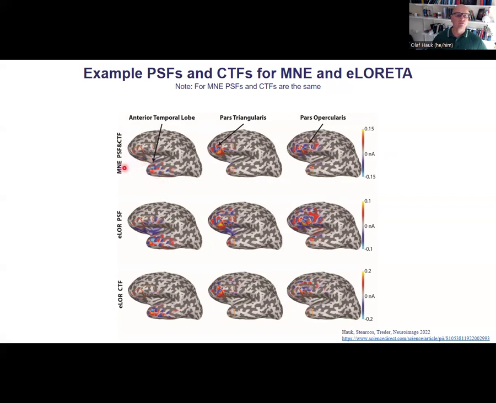And for MNE, as I mentioned before a few times, these point spread and crosstalk functions are the same. So if you plot one, you got the other one for free. So you can interpret these distributions both ways. And in this case, we are comparing that with eLORETA. But for eLORETA, point spread and crosstalk are different. So we have to plot them separately, as you can see here. And we do that now for these 3 different regions of interest separately. So this would be for the anterior temporal lobe, this column here, and we can now compare our methods.